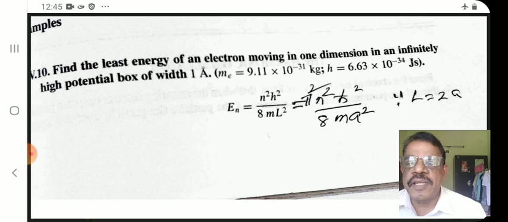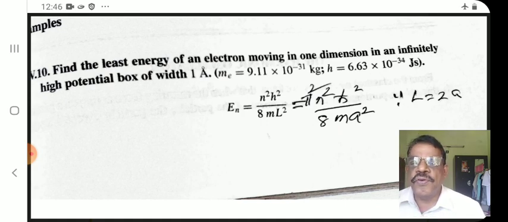For the first expression, we use the wave function psi equal to root of 2 by L, that is the normalization constant, root of 2 by L sin n pi x by L. And for the second eigenvalue expression, we write the wave function psi is 1 by root a sin n pi x by 2a. Both are the same.